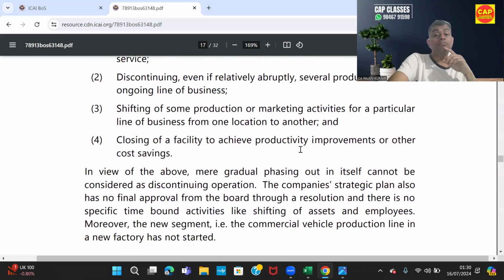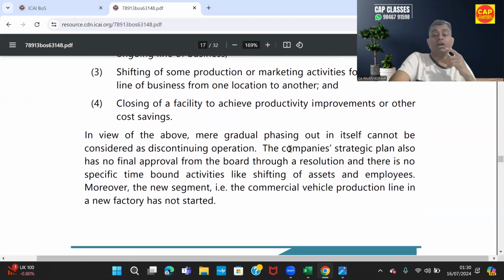Closing of a facility to achieve productivity improvement or cost saving. We have 4 factories. We are shutting down one factory so that we will use remaining 3 factories effectively. The productivity of remaining 3, the capacity utilization of remaining 3 will improve. Is it a discontinuing operation? No. In view of the above, mere gradual phasing out in itself cannot be considered as DO.